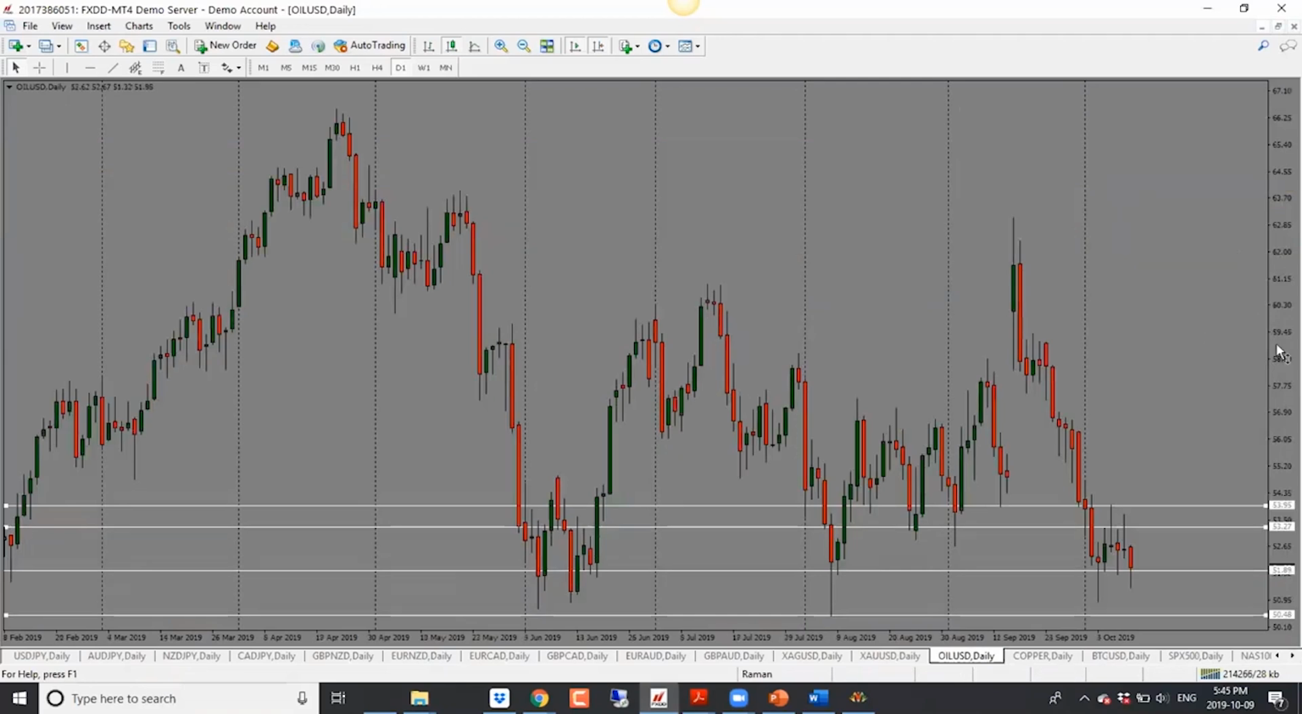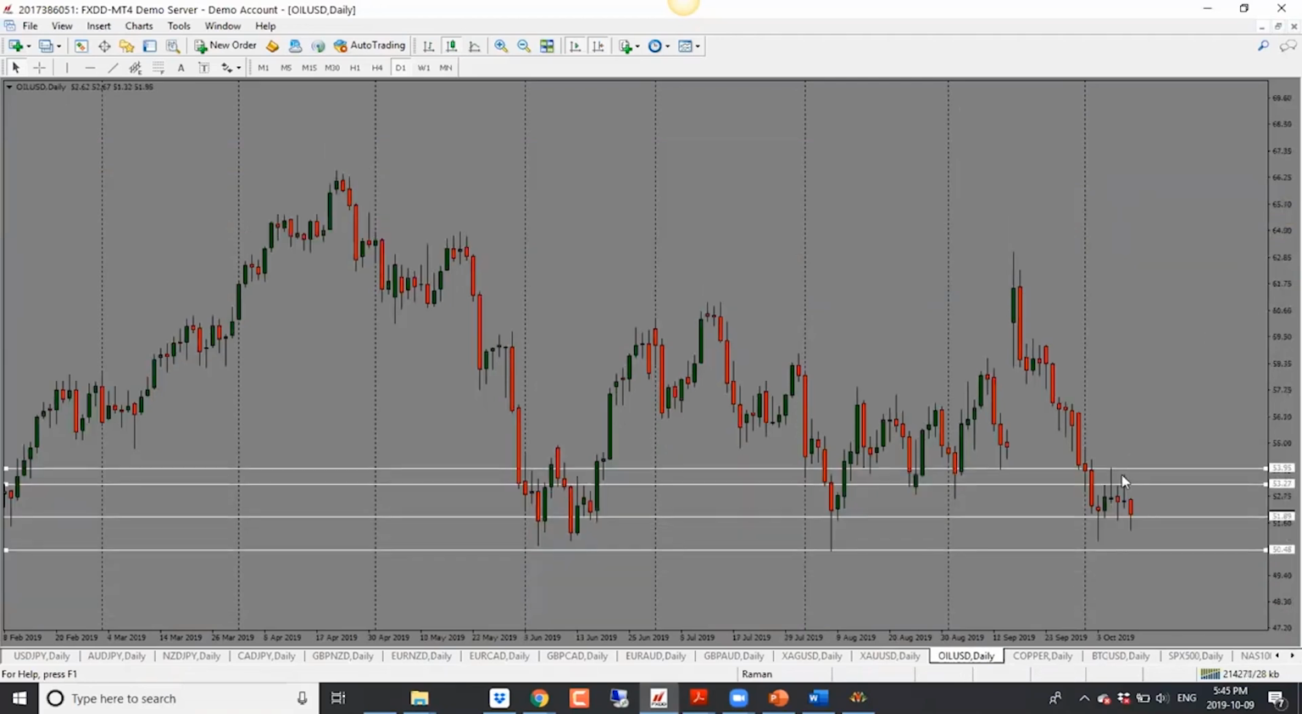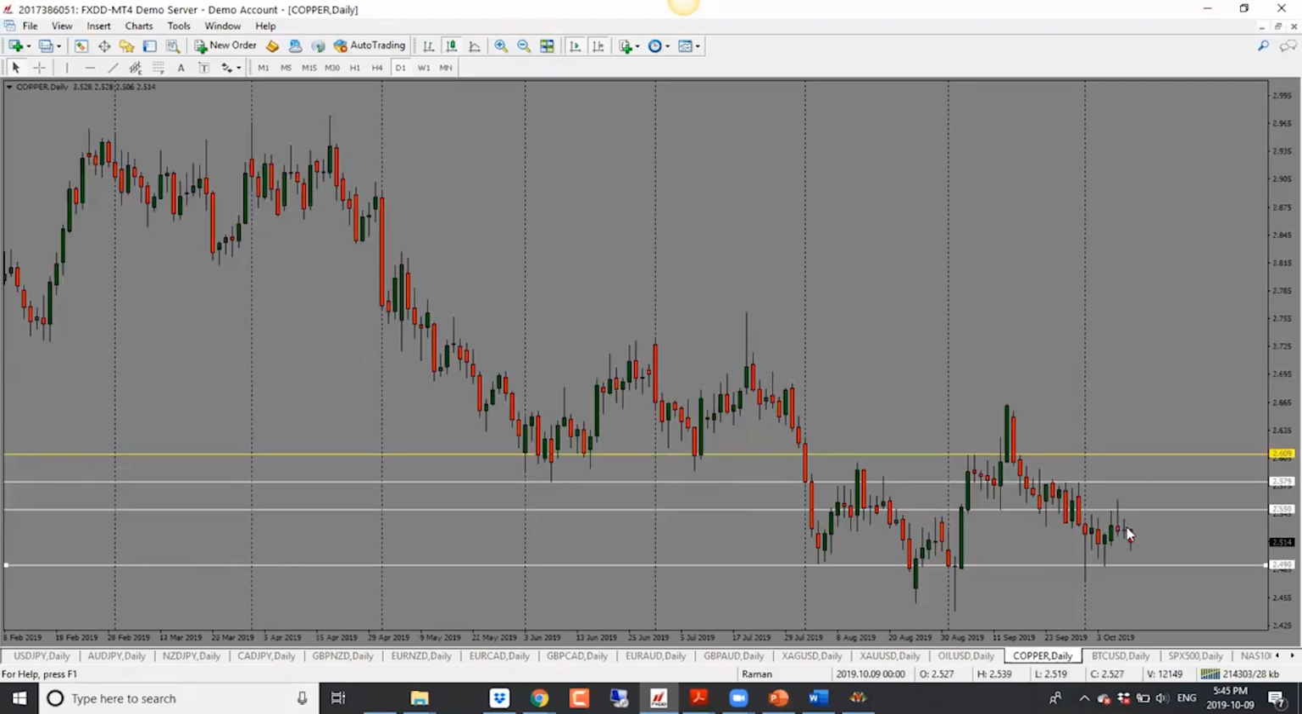Oil here. Oil did not do too well. We have a doji today, which shows rejection. Price is consolidating below the previous low or below the previous swing point here. So I'm looking for price to drop. Next target here is 50.50. So bearish bias for oil here. Copper, we had an indecision candle, but it is consolidating below the previous swing point. So bias is to the downside. 2.49 will be the next target lower. So bearish bias for copper as well.